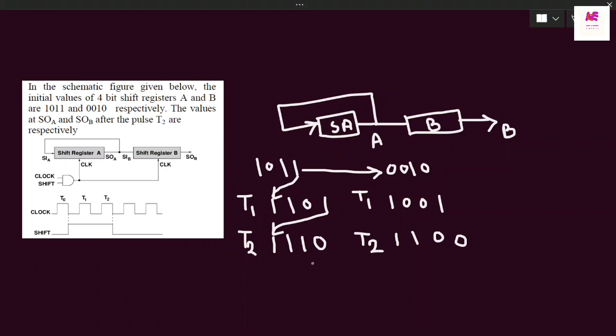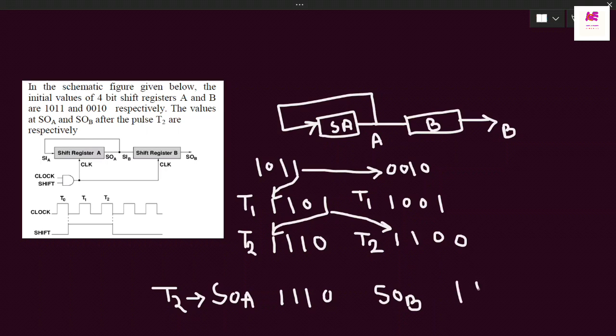For shift register A and for shift register B, the last one will be coming here and the first one will disappear. So what will be the output of shift register A? I mean, SOA after the T2 pulse is 1110, and for shift register B, which means SOB, it is 1100. So this is the result after the T2 pulse. Thank you.